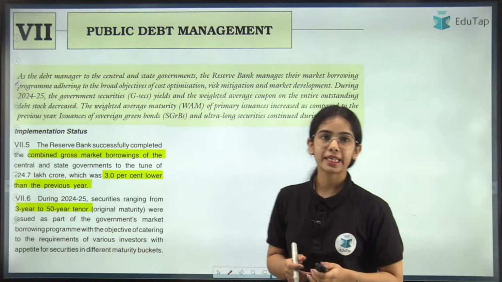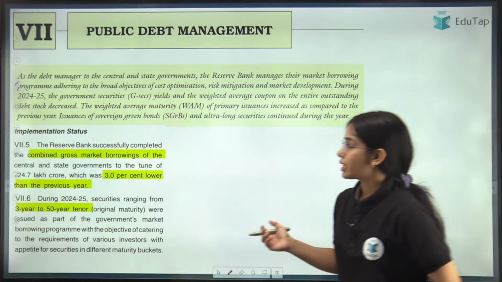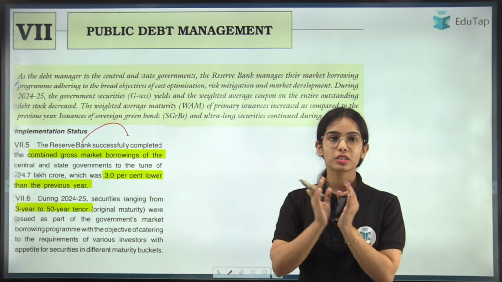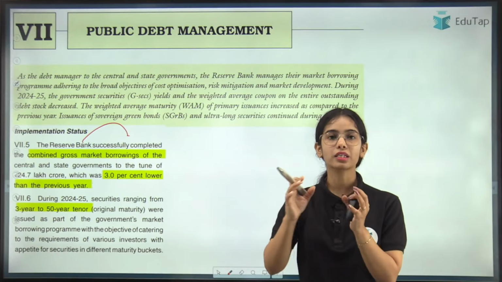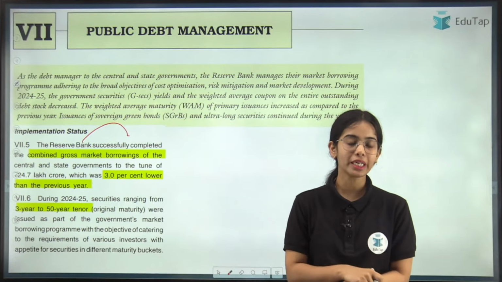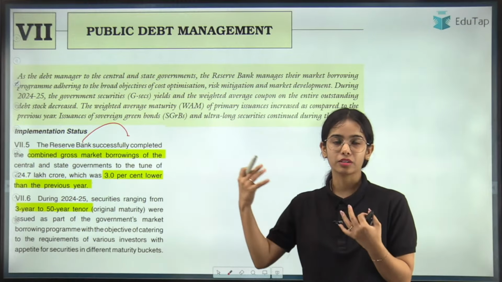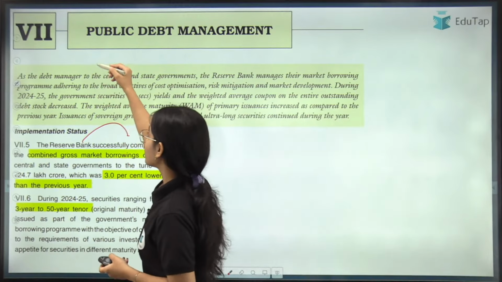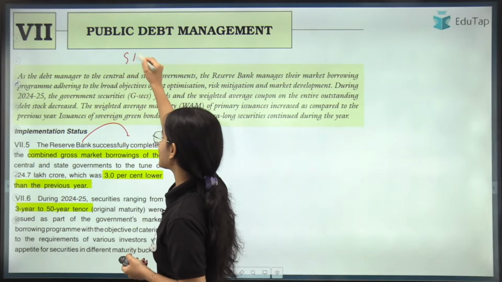Now coming to public debt management. Here the Reserve Bank has successfully completed the gross combined borrowing. The Reserve Bank of India is the entity that issues government securities on behalf of the central government, and does the borrowing for the central and state governments.